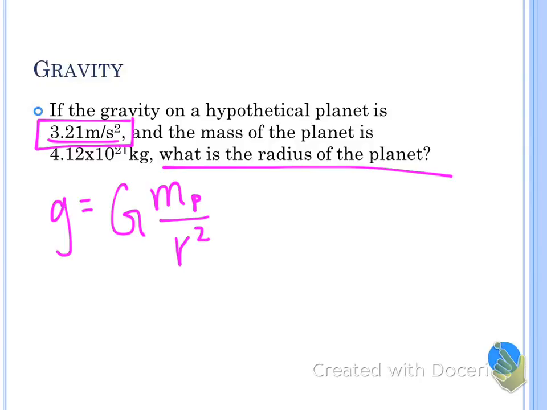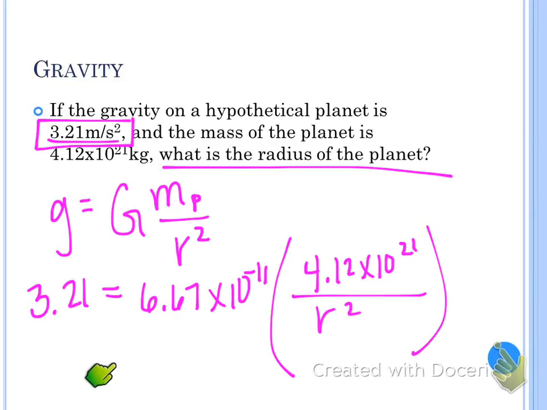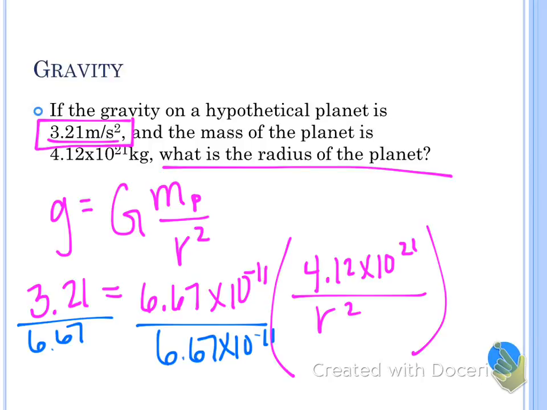Except this time they gave us the acceleration due to gravity, so that's little g. You can do that, but you need to move this over first. Move g over first, and then you can switch them places. So algebraically, my first step here is going to be moving g to the other side. And then I would switch those two places.